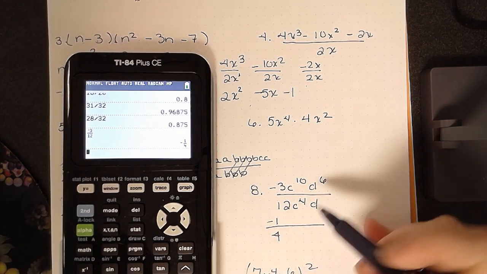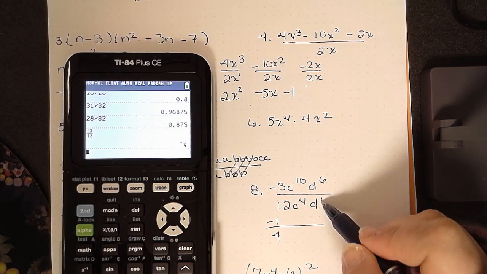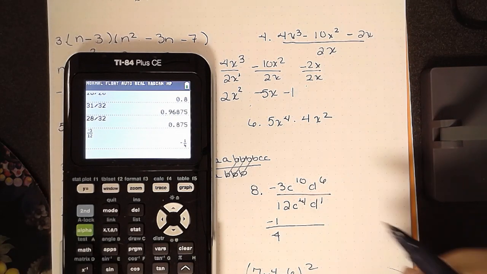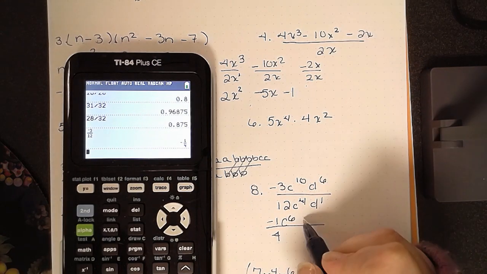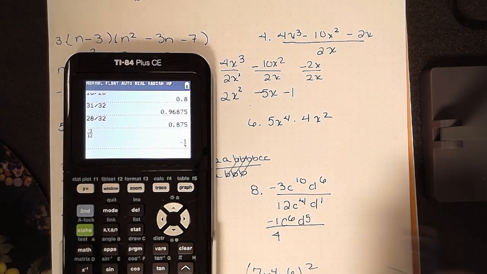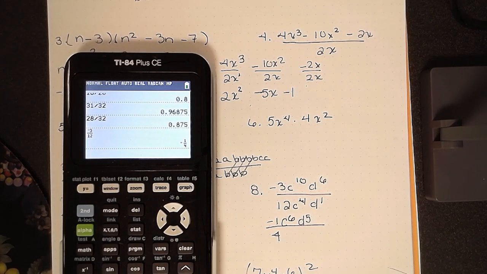Just subtract. So 10 minus 4 is 6. So that's going to be c to the 6th. And 6 minus 1 is 5. So d to the 5th. Okay? All right. So only a couple more.